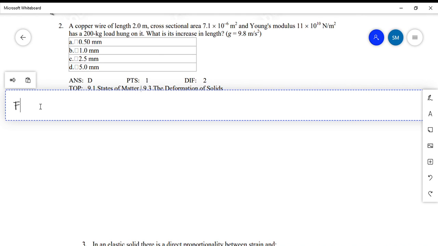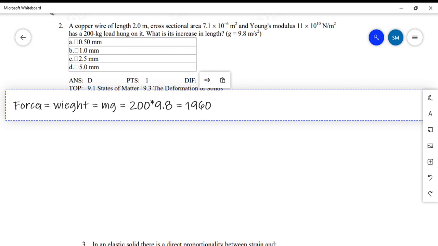Force is equal to weight, which is simply equal to mg. So 200 kilograms times 9.8 is equal to 1960 newton. So this is the force. After this we have to calculate the stress to use it in Young's modulus to calculate the strain.